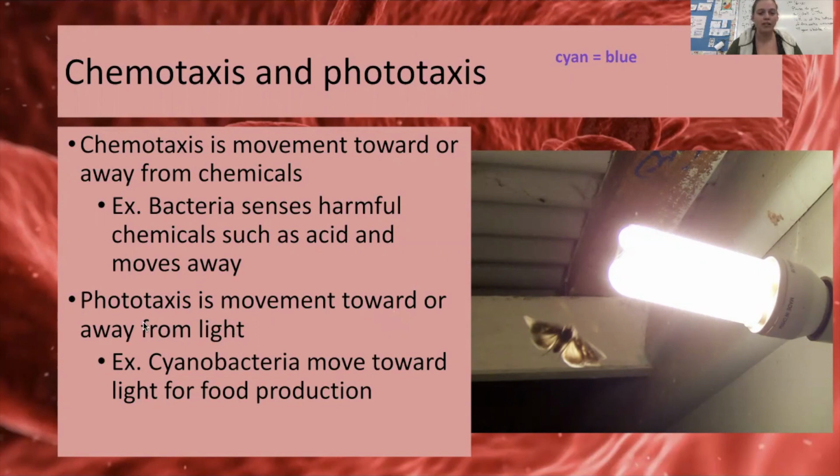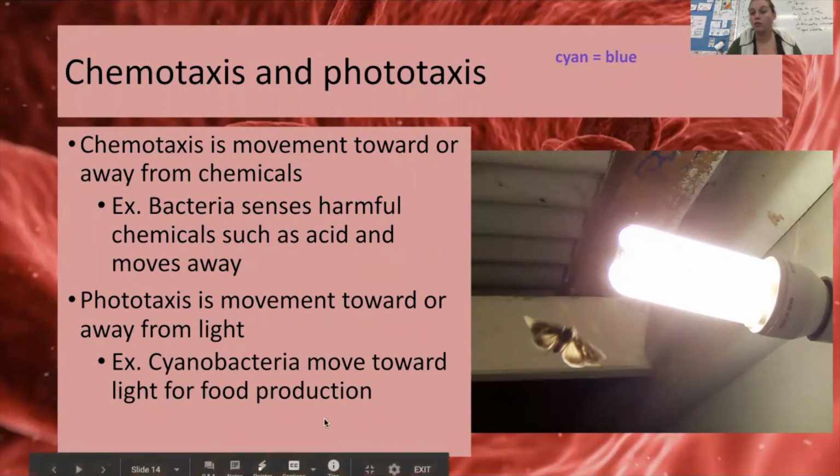Phototaxis is movement toward or away from light. Photo means light. So you have an example here of a moth going toward a light bulb. Cyanobacteria, these are bacteria that are capable of photosynthesis. They're going to want to move toward light for food production. Same thing with the Euglena that we looked at earlier.